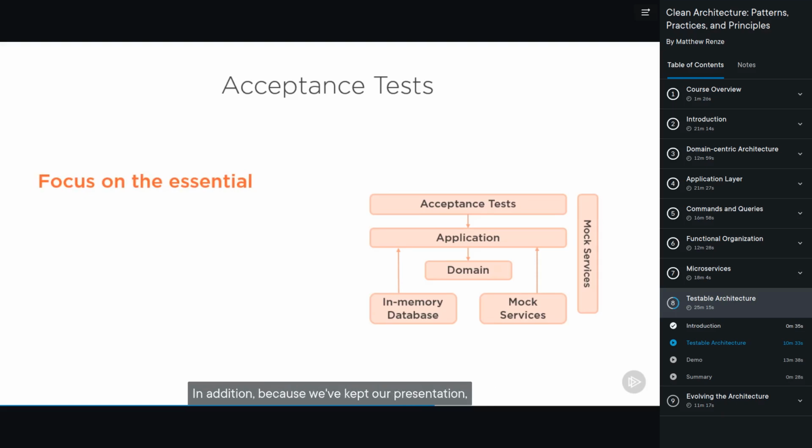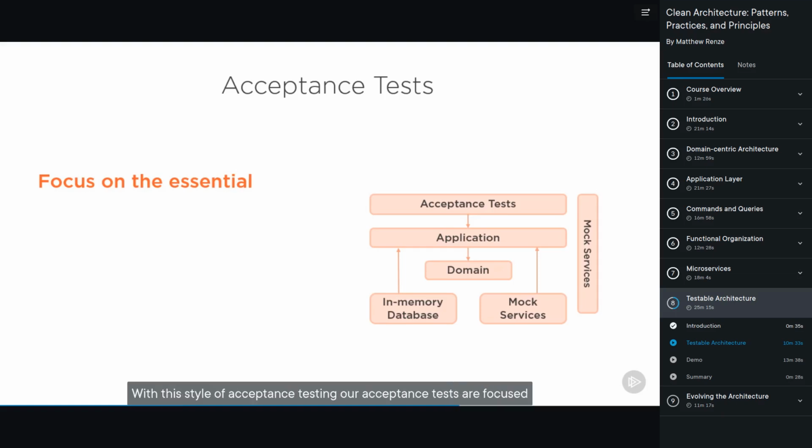In addition, because we've kept our presentation, persistence, and infrastructure projects thin, that is, they contain minimal logic and no application or domain logic, eliminating them from our acceptance tests should pose little risk from the standpoint of verifying business functionality. However, there can be exceptions. For example, verifying non-functional requirements, security requirements, or auditing requirements, but we can handle verifying these types of requirements in other ways.